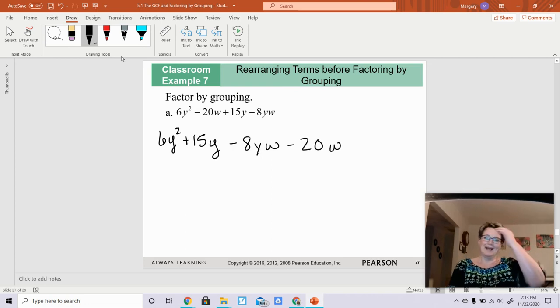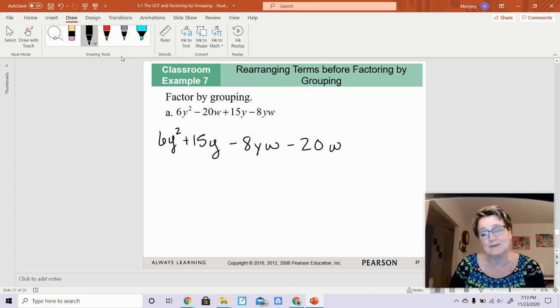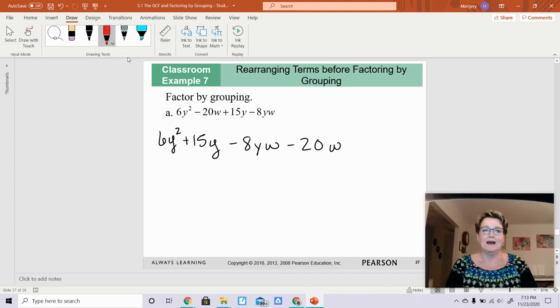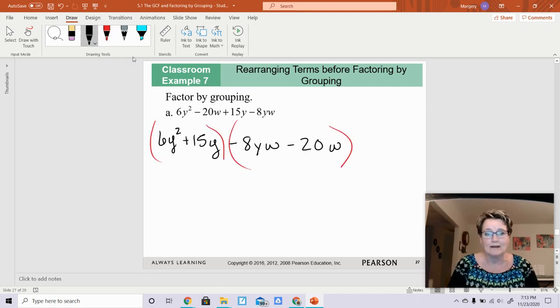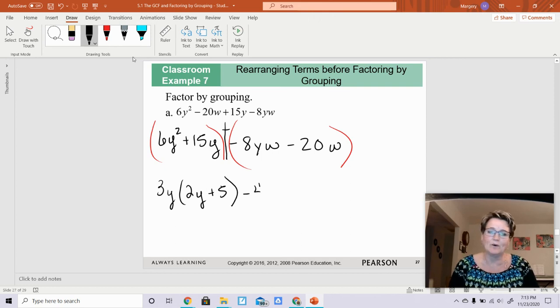And you guys, I'm kind of seeing something. I don't know, but anyways, we're going to just check it out and see what happens. All right, so I have 4 terms. I'm going to group the first 2 together. I'm going to group the last 2 together. Remember, crazy plus sign in the middle. Make sure you have that plus sign in the middle. These 2 here share a 3y. And I get 2y plus 5. These ones here share a negative 4w. And I'm going to get 2y plus 5.